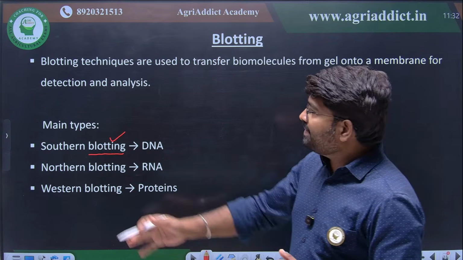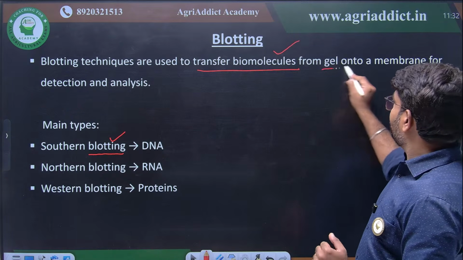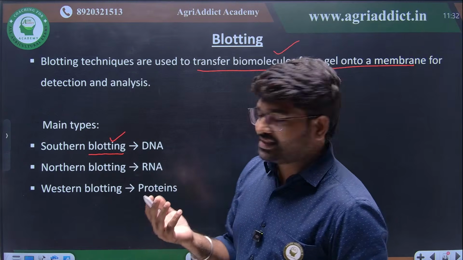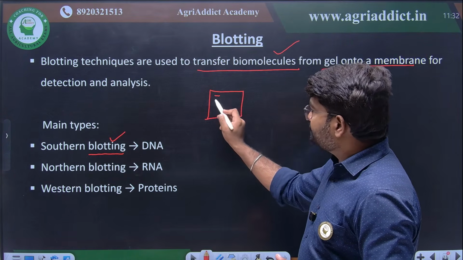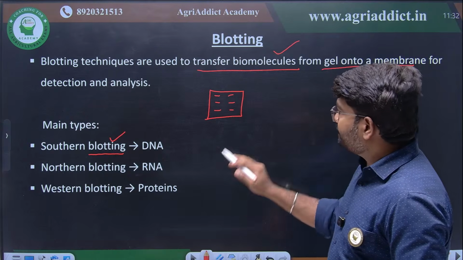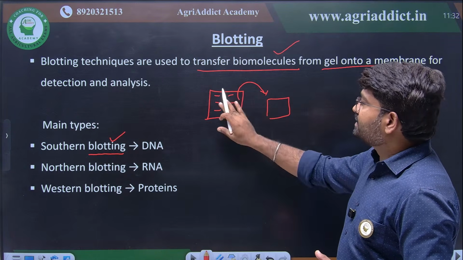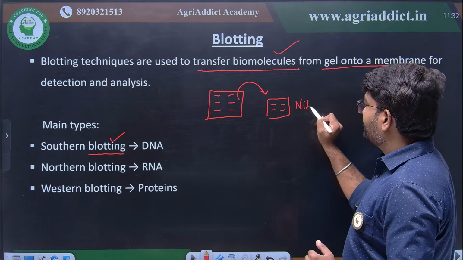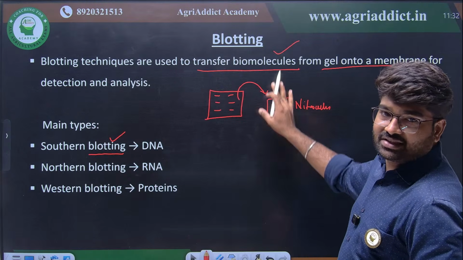Blotting is a technique used to transfer biomolecules from a gel matrix onto a membrane for detection and analysis. That means in the first slide itself I told you, electrophoresis we will do, molecules will be separated. This we will transfer to membranes. So we are just blotting on the membranes. We will blot these molecules on nitrocellulose membrane. This is known as blotting.